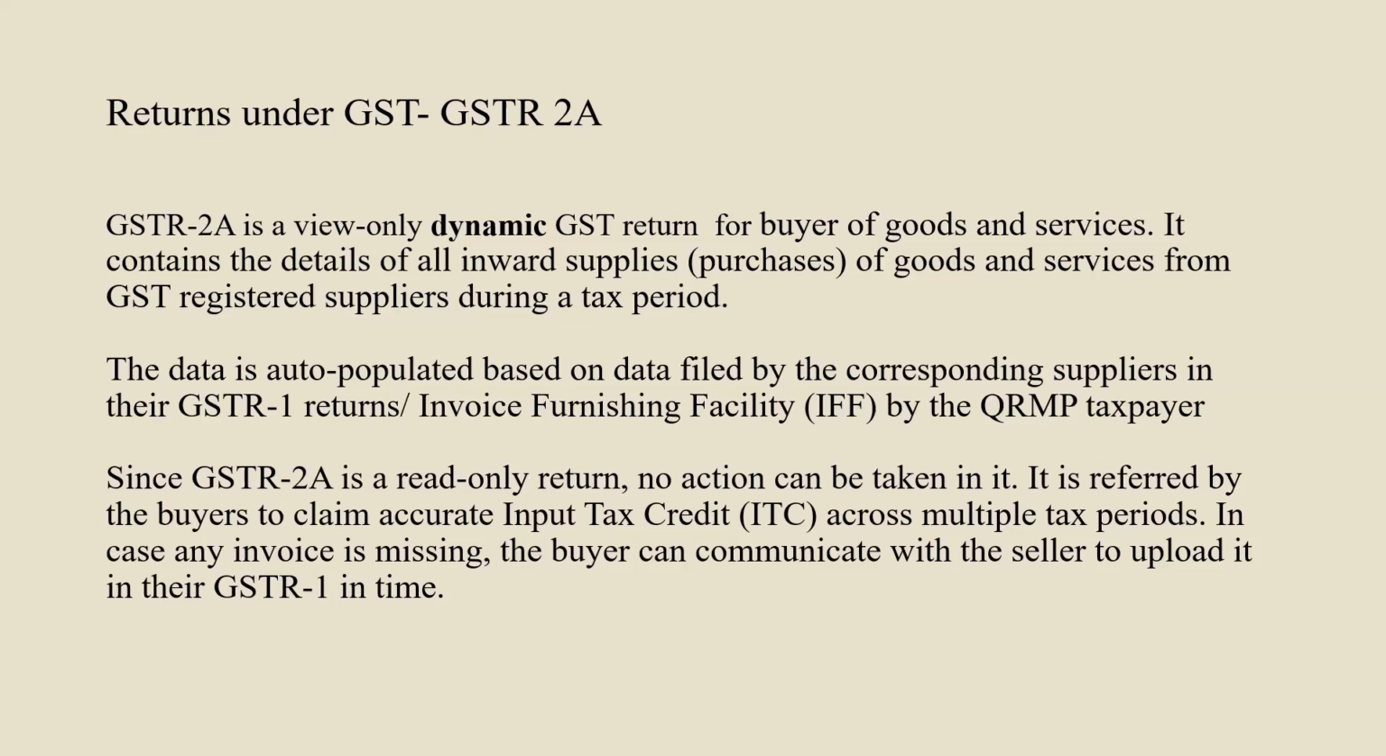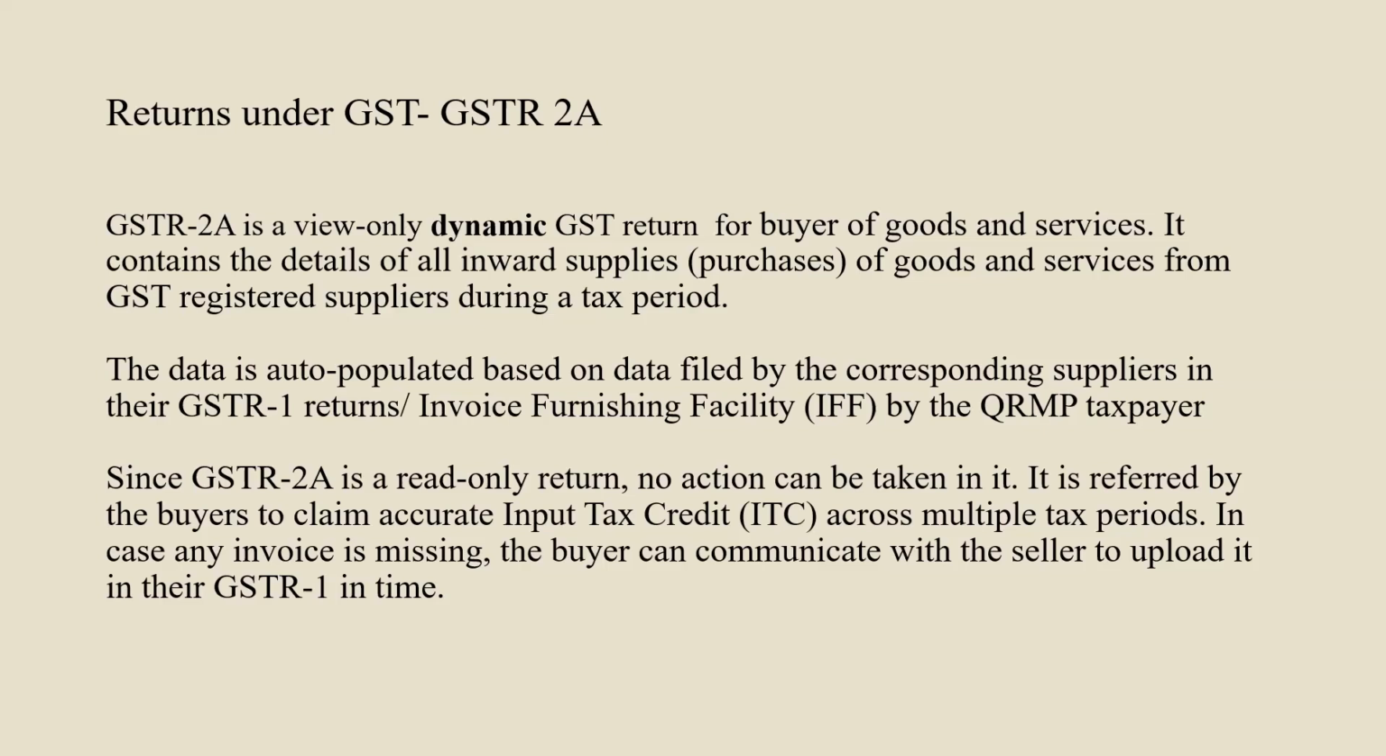Now, under QRMP also, it's not necessary that you wait. If you are under QRMP, you can use the invoice furnishing facility, and still the credit can be seen by the purchaser under IFF. If the IFF is not used, then for the QRMP taxpayer, the purchaser will be able to see it only at the end, when the taxpayer has filed his GSTR1. Then you'll have to wait for a quarter unless the QRMP person is utilizing the IFF facility.